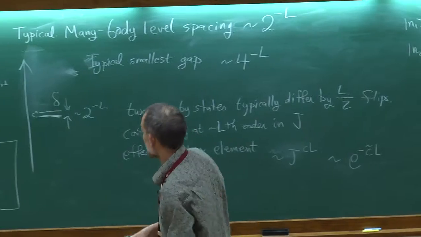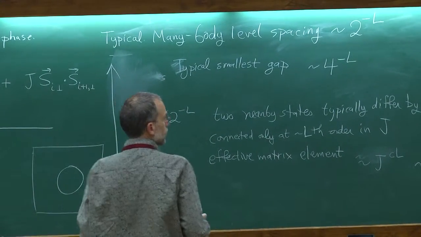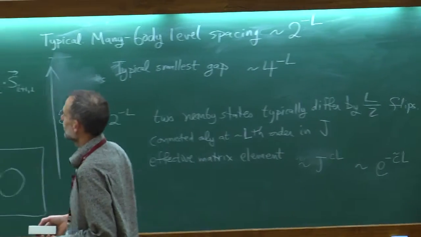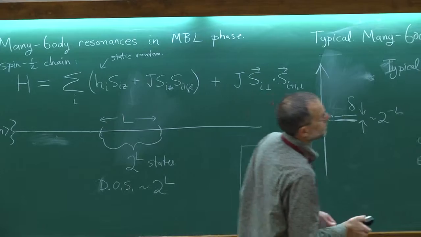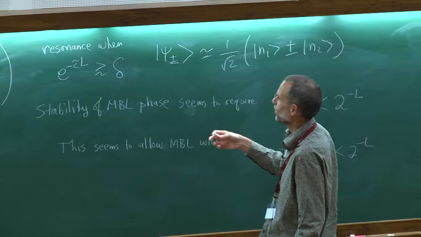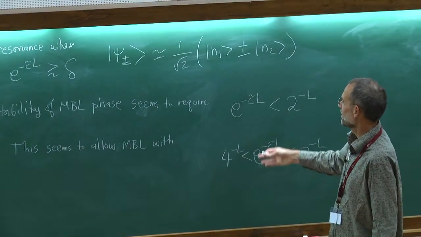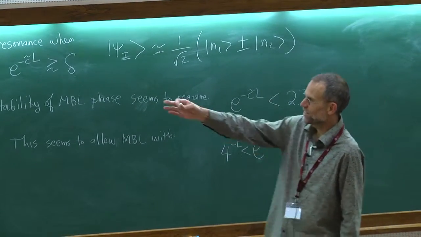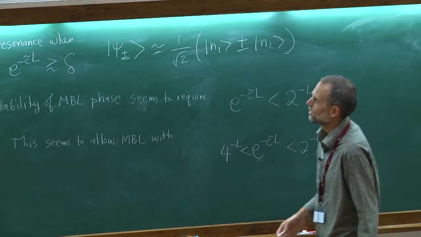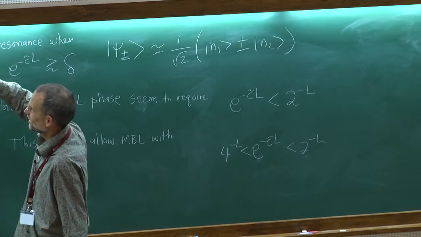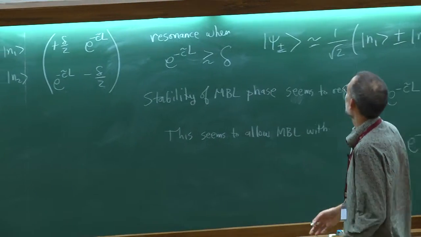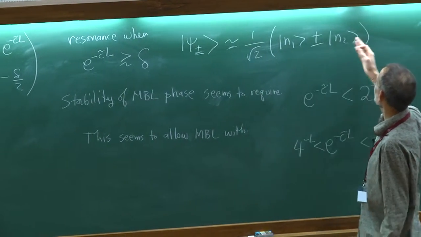Okay, so if we have a resonance, I think I've made an argument that these resonances are present always, because these gaps have a typical value, but they could be distributed down to arbitrarily small. And when you have a resonance, the eigenstates look like this, right?